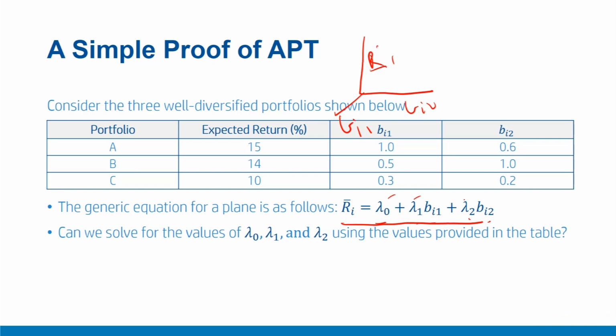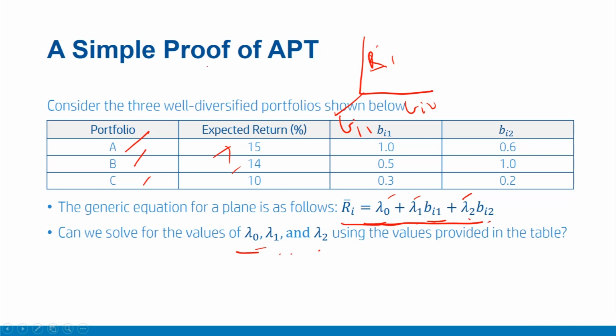Here lambda naught, lambda 1 and lambda 2 are unknowns. We have one equation, 3 unknowns and 3 observations, A, B and C. Therefore we can find a deterministic solution. We can find a solution for this equation using the information from these points, and we can solve for the values of lambda naught, lambda 1 and lambda 2.